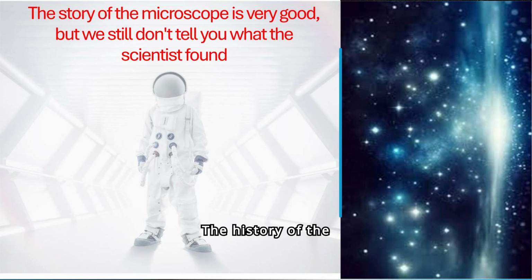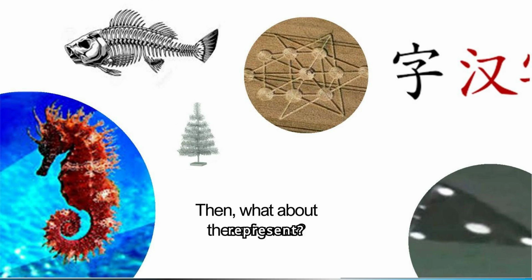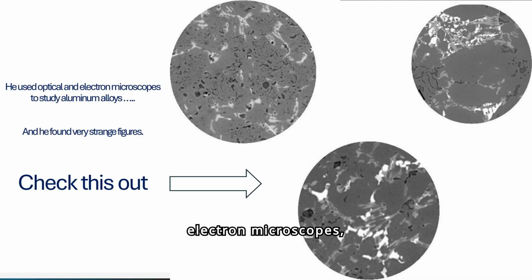The history of the microscope is fascinating, but what exactly did our scientists discover? What do these intriguing figures represent? Let's delve deeper. Using optical and electron microscopes, our scientists found strange figures in aluminum alloys. Check this out. These are images of different phases formed due to the presence of not only aluminum, but also other alloying elements such as silicon, magnesium, and copper.